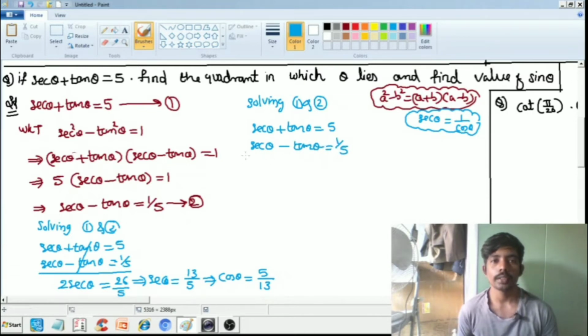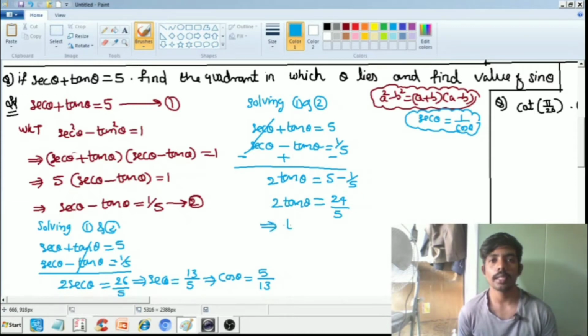Now here just subtract, changing the signs: secant theta minus secant theta get cancelled, plus plus 2 tan theta is equal to 5 minus 1 by 5. So 5 minus 1 by 5 is 25 minus 1, 24 by 5. Hence 2 tan theta is equal to 24 by 5, and tan theta is equal to 12 by 5.